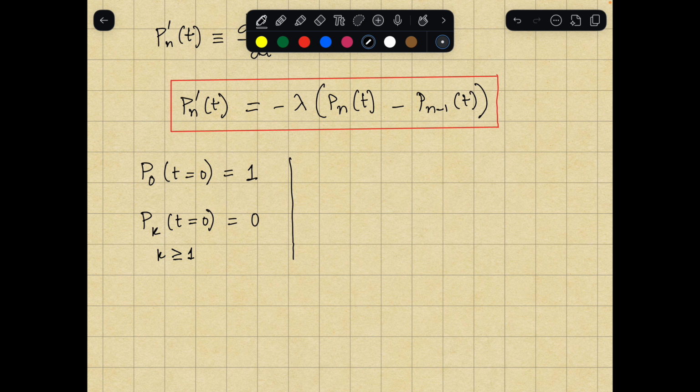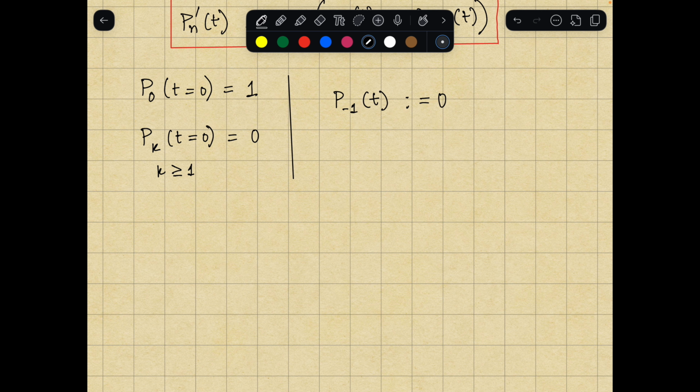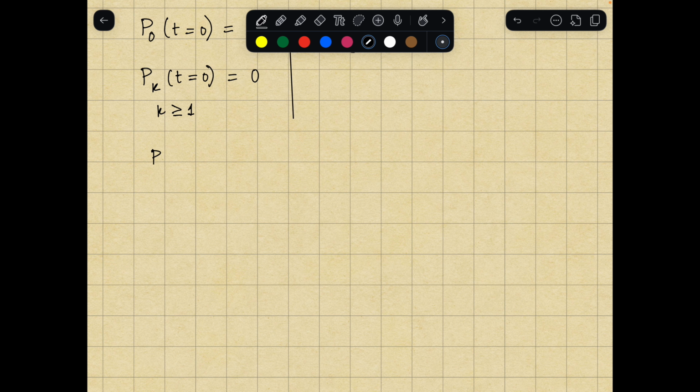Now we have to take care of one more condition, which is P minus 1 at t. Now this is 0, because it is a nonsense question that at any time there is some negative number of photons hitting the detector or a negative number of clicks. So this is 0. So let's start with P0 of t.